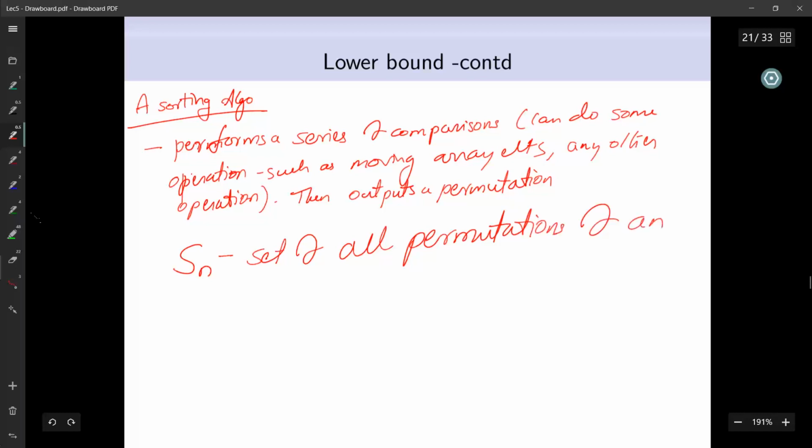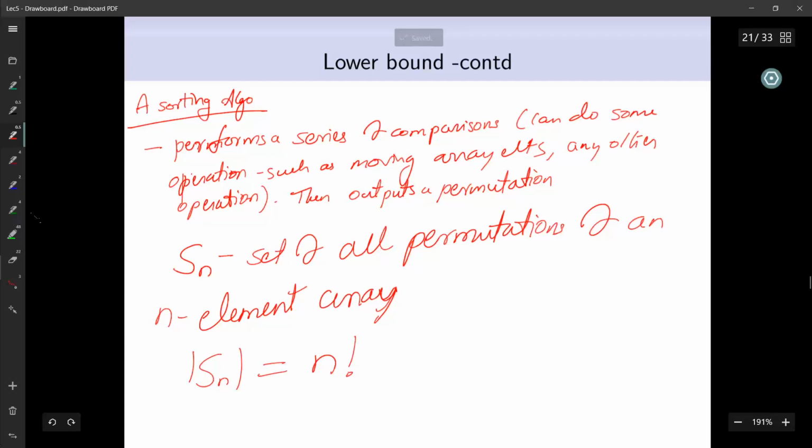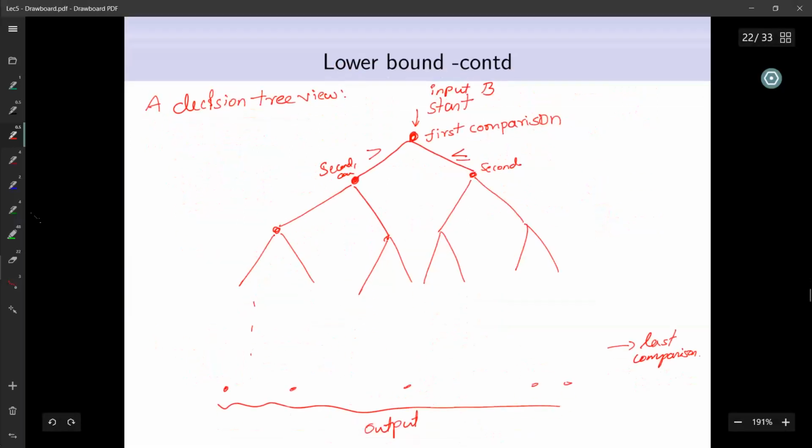Of an n element array. Okay, now I know that the cardinality of Sn is n factorial. So here the output is, we just label an element in Sn: sigma 1, sigma 2 in Sn, and so on, some sigma r.